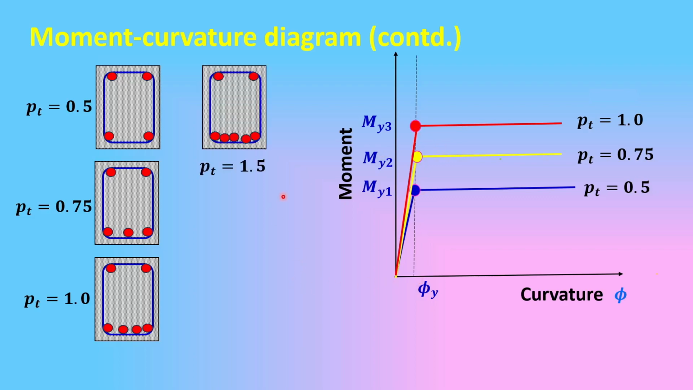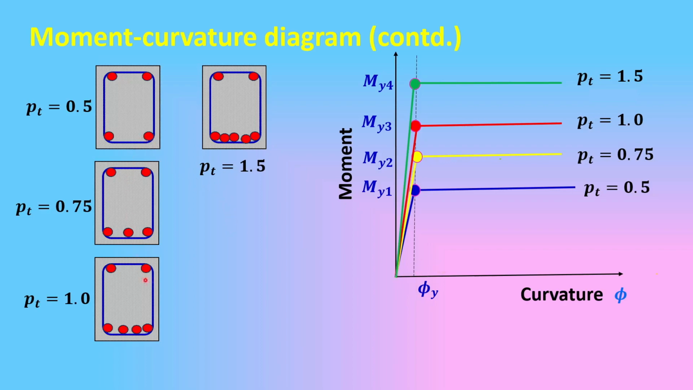I take another section with higher steel, say tensile steel percentage 1.5%, and draw the moment curvature diagram. I get another diagram which is having higher location, so My4 is still higher than My3, but the yield curvature remains same. So this is a phenomenon obtained from reality, that for the given section, if you have not changed the sectional size, then the yield curvature does not change.